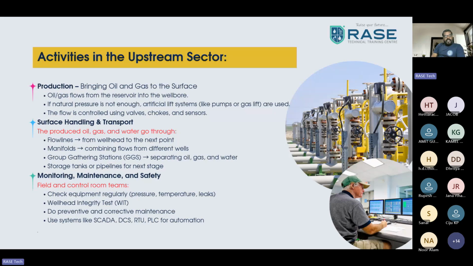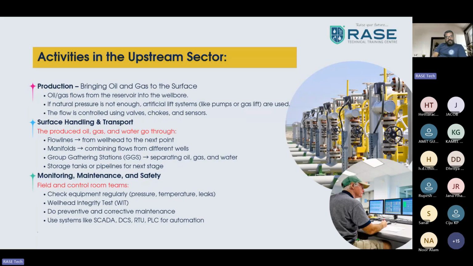If natural pressure is not enough, we will use some artificial lifting system like beam pumps, sucker rod pumps, gas lifting, or an ESP pumping system. These are used for artificial lifting when natural pressure is not enough to flow from the reservoir to the wellbore. The flow is controlled using valves, chokes, and sensors, which are all flow control and pressure control devices, equipment, and components.